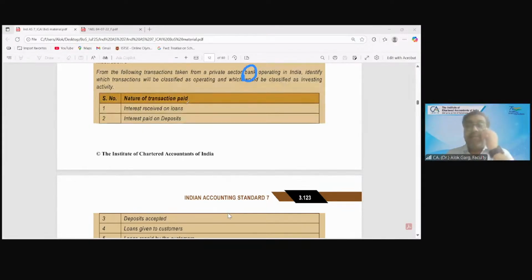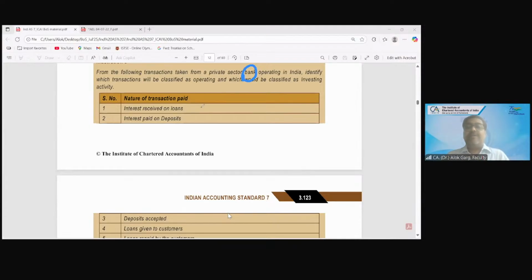And what is the definition of operating activity? Operating activity is a revenue producing activity of the entity. It is the main ordinary activity of the entity, the main bread and butter of the entity, right? If it is a bank, what is the main revenue producing activity? Giving a loan, getting interest on a loan, right? These are the main revenue producing activities.